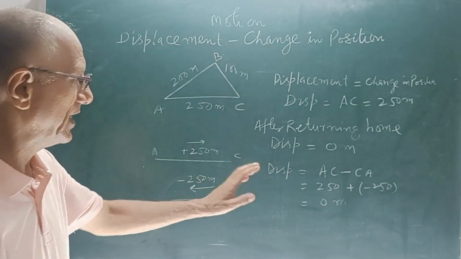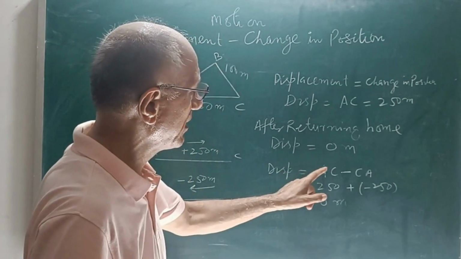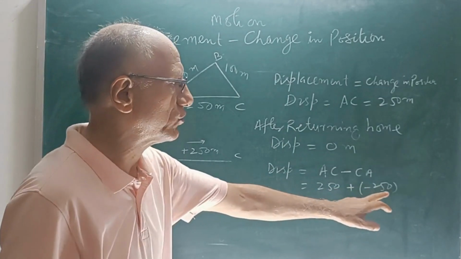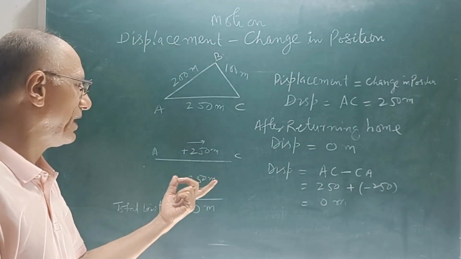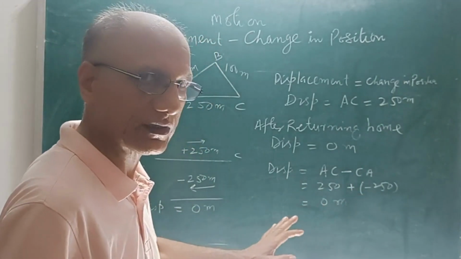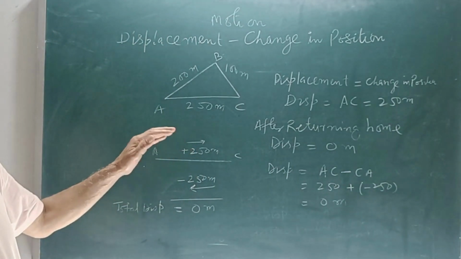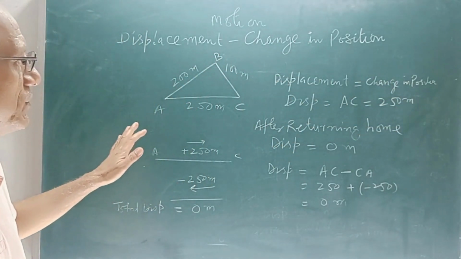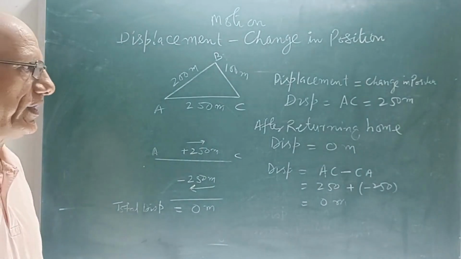Or you can say the total displacement will be AC plus CA, that is 250 plus minus 250, because CA is minus of AC, so it will be minus 250. So 250 minus 250 equals 0 meters. This way the displacement can be 0 because it is the change in position. When there is no change in position, the displacement will always be 0.